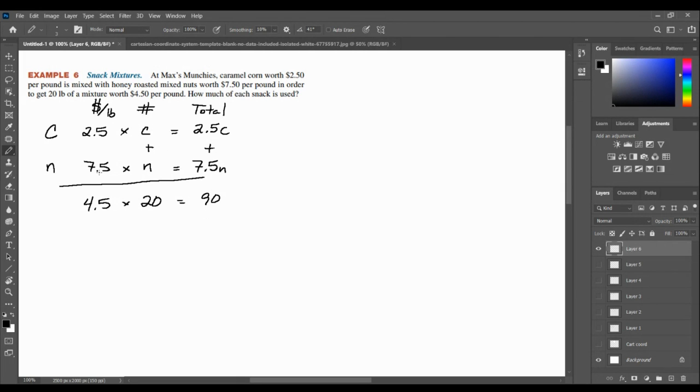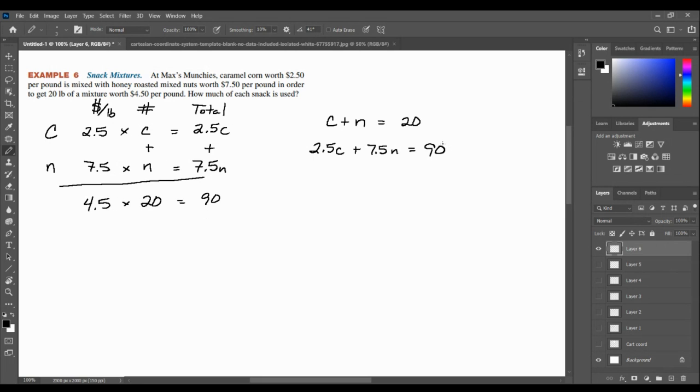This price per pound, you don't just add those together to get the total price per pound. It never works out that way. You actually have to use this one. So let's see what we've got. We've got two equations. We've got C plus N equals 20, and we've got 2.5C plus 7.5N equals 90. So that is our system of equations.